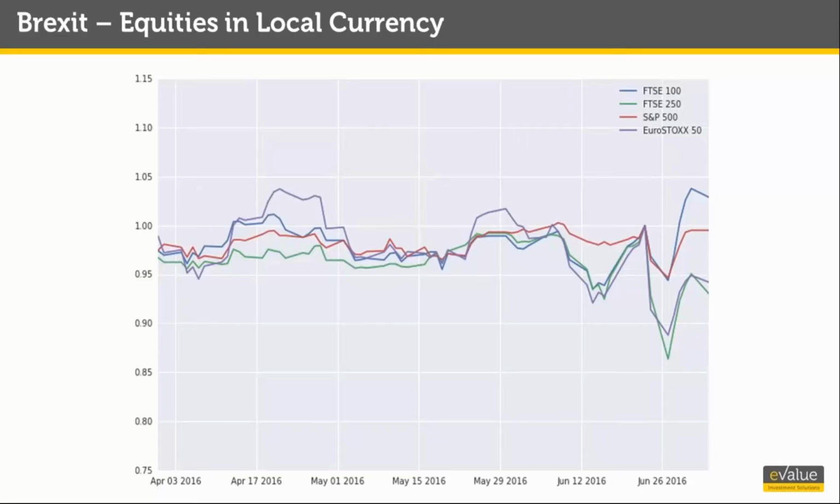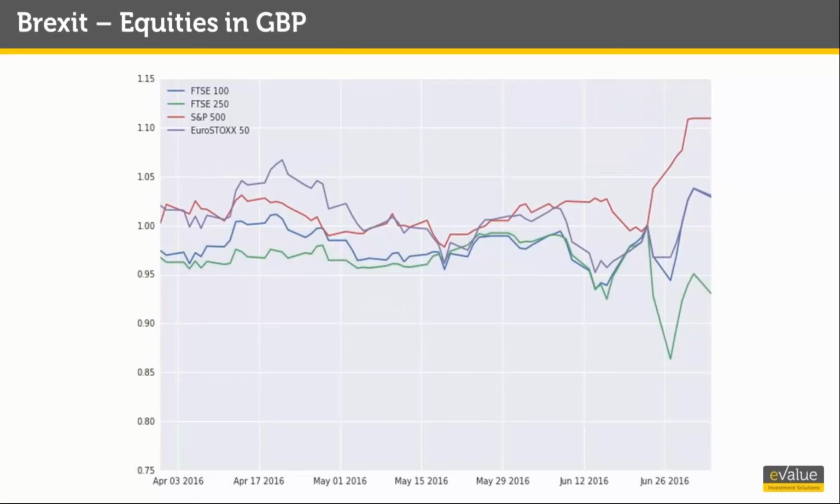So if we have a look at what this looks like from a pound perspective, the current chart shows us that the S&P 500 is the clear winner. The weak pound means that the US market has seen more than a 10% rise in the last week alone. The weakening pound against the euro also means that the Euro Stoxx 50 index appears to have completely recovered from the post-Brexit slump. But this is not the whole story.